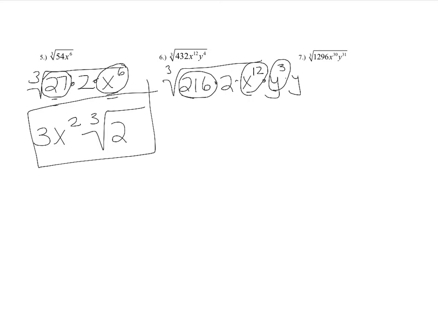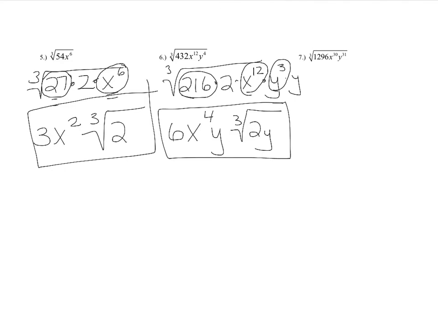The cube root of 216 is 6. The cube root of x to the 12th is x to the 4th. The cube root of y to the 3rd is y. And what's left on the inside is the cube root of 2y. Done.